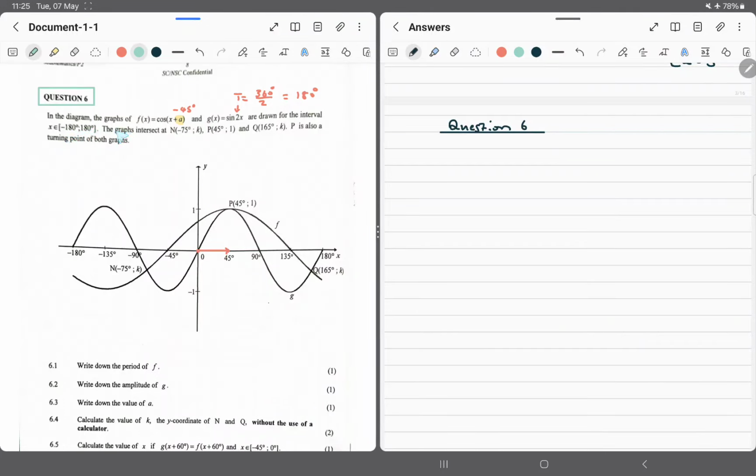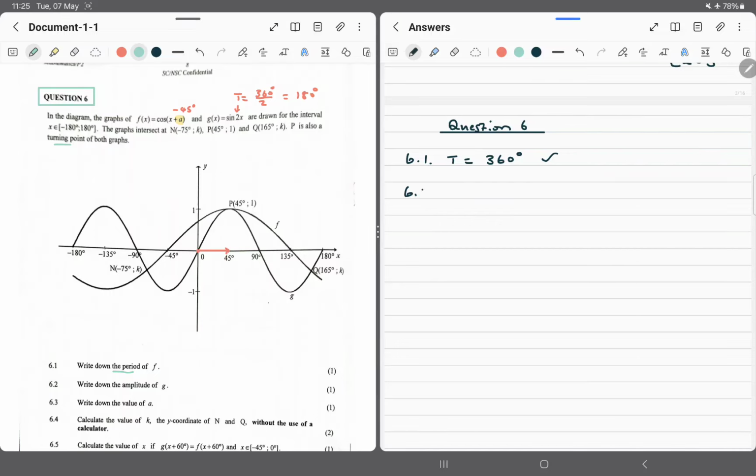Okay, we're given the domain. We're told the graphs intersect at N(minus 75; k) and P(45; 1), and then Q(165; k), and P is also the turning point of both graphs. We can see that. So that is fine. We understand our graphs nicely. There's nothing to waste time on here. We can just start answering. 6.1. Write down the period of f. Coefficient of the angle is 1, so it remains 360. So we can say the period T is equal to 360 degrees.